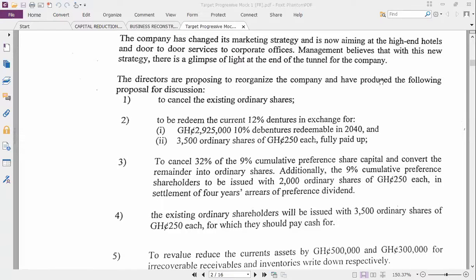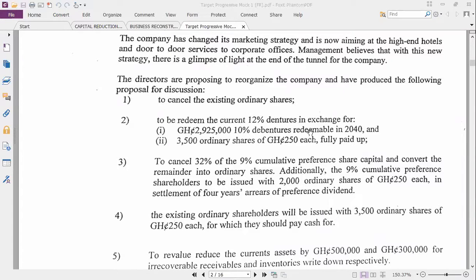Management believes that with this new strategy, there is a glimpse of light at the end of the tunnel for the company. Good. So before they can accept the scheme, the scheme must what? Turn the company around. It shouldn't come and mess up things. No. Before they can accept any scheme, the scheme must what? Turn around the company. It must revive the company before we can accept it. And that's what they are telling us, that with this new scheme, there's a light at the end of the tunnel. We can see some small light. Yes. So let's go.